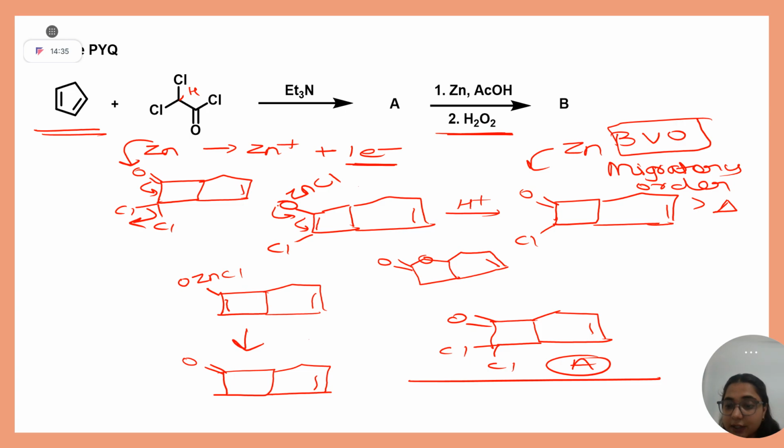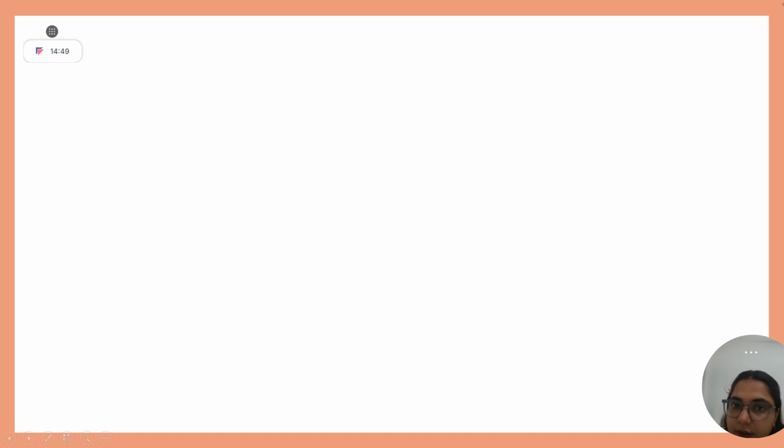In the second step, H2O2 is there. Now you have to think whether you will epoxidize this olefin or do Baeyer-Villiger oxidation. It's good that you are doing Baeyer-Villiger oxidation in order to remove that ring strain. In the next slide I will make you understand why ketenes can't undergo 4 plus 2 cycloaddition.